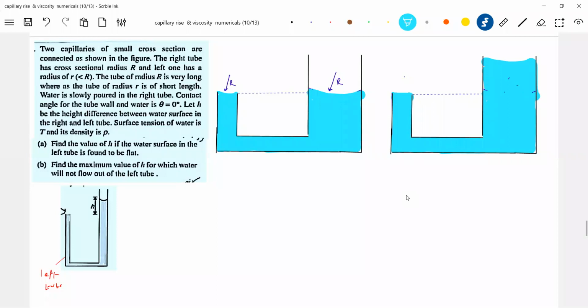Shall we call this h? Find the value of h. So this is that h. So how will the meniscus be? This is the meniscus, and here it is flat. I'll show the meniscus in some other color.